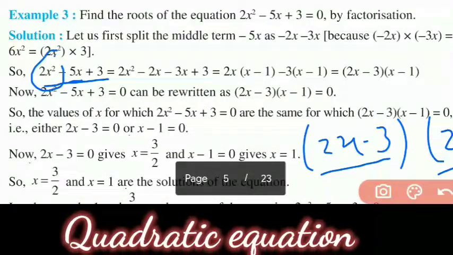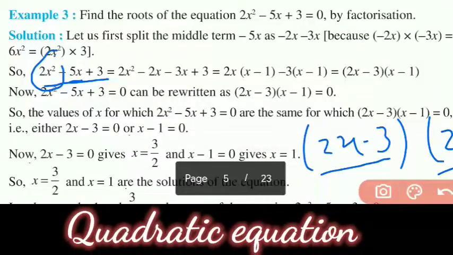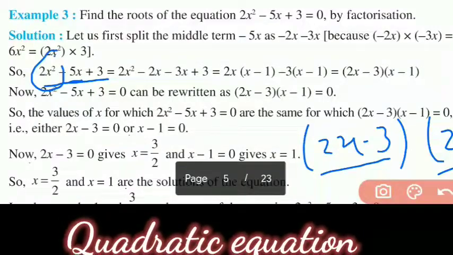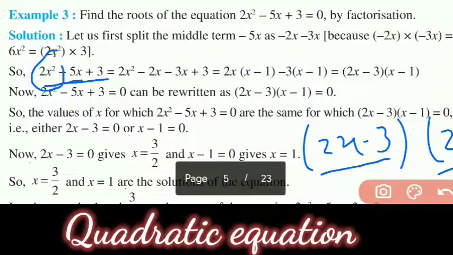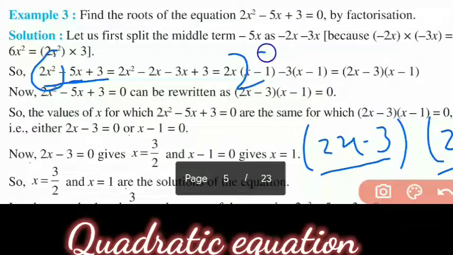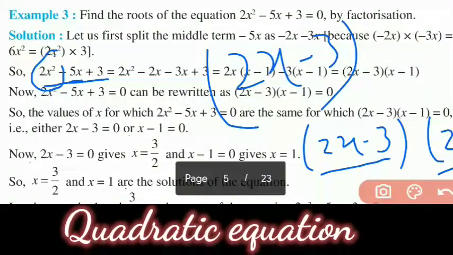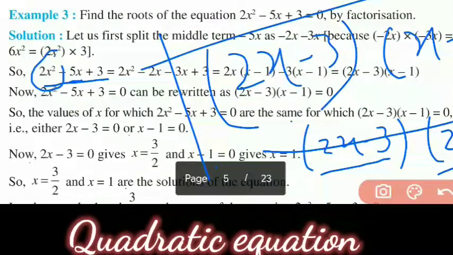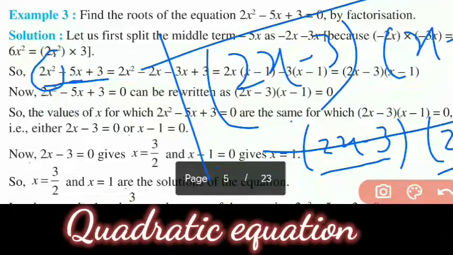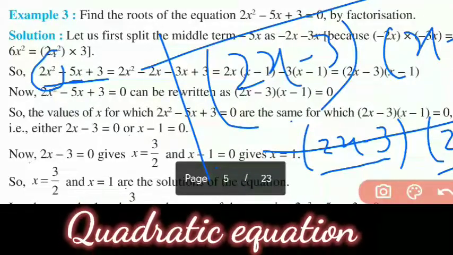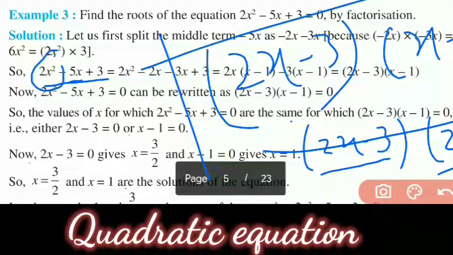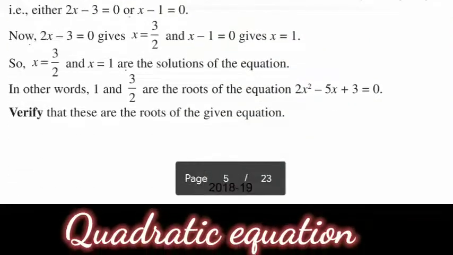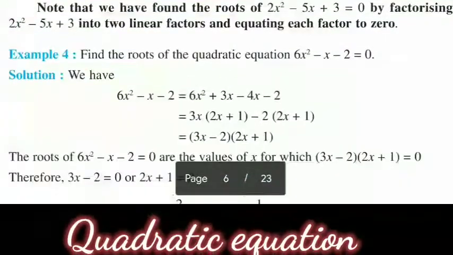What is the HCF of 2 and 2? It is 2, so we need to divide by 2. It means whatever the HCF of that bracket, by that number we need to divide. When you divide 2x minus 2, you get x minus 1. So the factors are 2x minus 3 and x minus 1. This is the same factor which you got by the other method. This is the trick for you. If you want to learn, you can learn. I will explain some more examples with this trick also. After that we can find the zeros of this one.